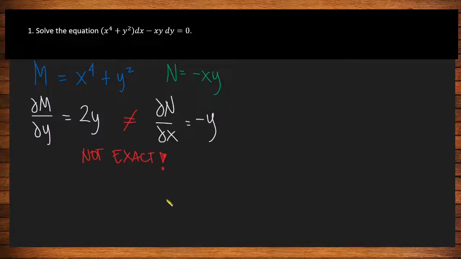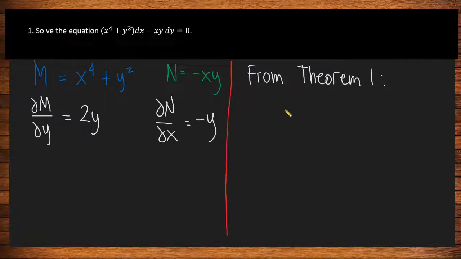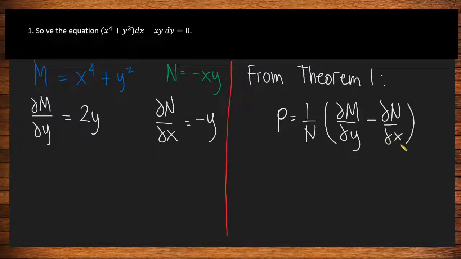So next na gagawin natin is we will try to find if there is an integrating factor that we can multiply to this equation to make it exact. So again, yung gagamitin natin is either theorem 1 or theorem 2, whichever of those two is satisfied. So in this example, tingnan natin yung theorem 1. We will just substitute the values of our variables here. So for N, that is equal to negative xy.